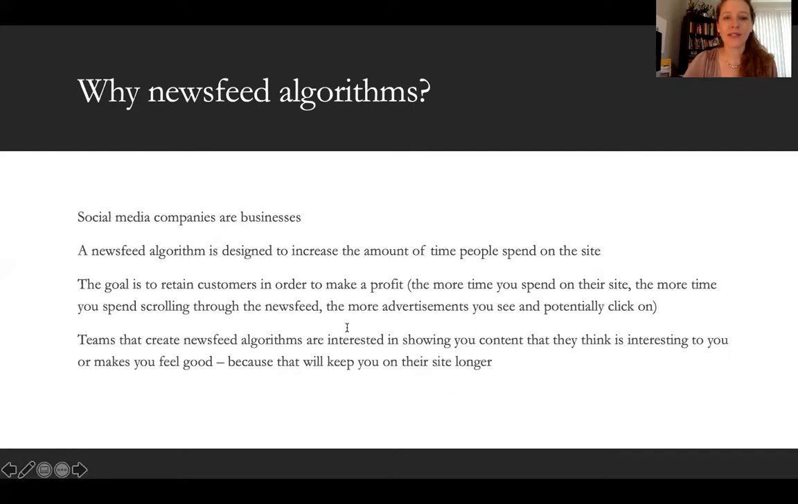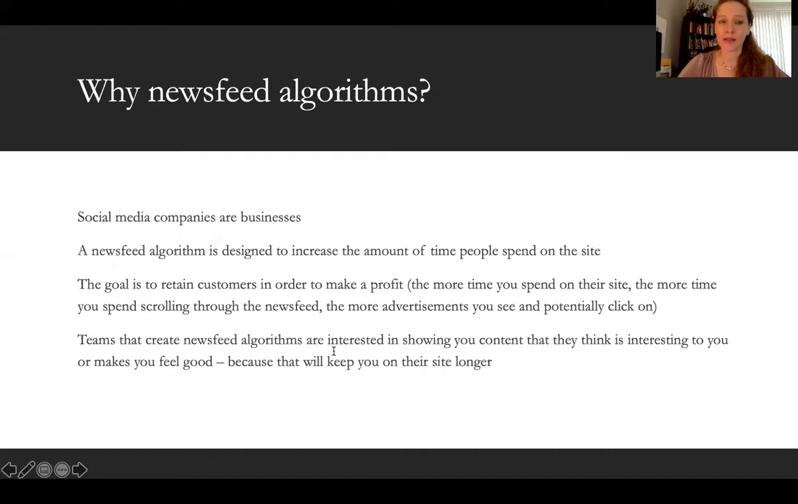Now, as we proceed in our discussion, I think it's very important to talk about what is the point of newsfeed algorithms. So why is Facebook so concerned about this? And why are other social media sites so concerned about this? The point of a newsfeed algorithm is to increase the amount of time people spend on the site, okay? This is the entire purpose of a newsfeed algorithm.